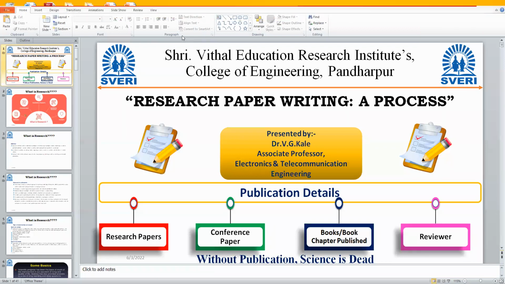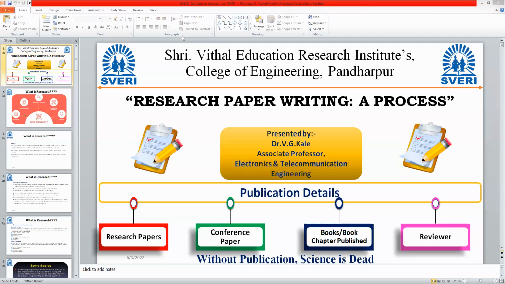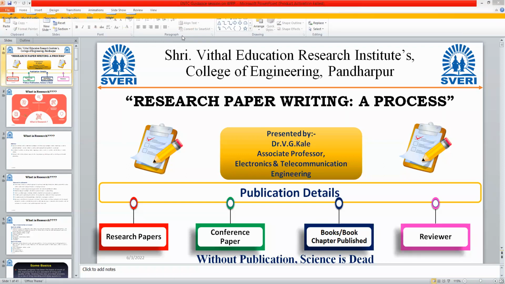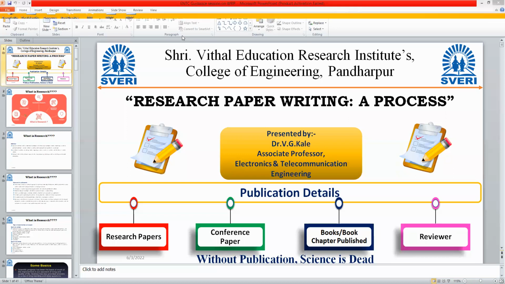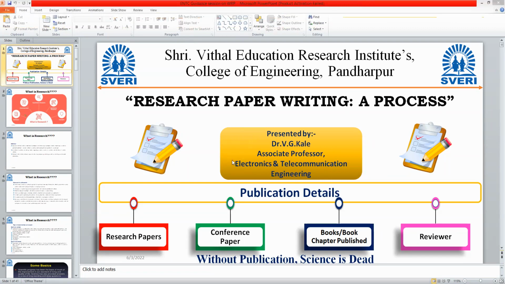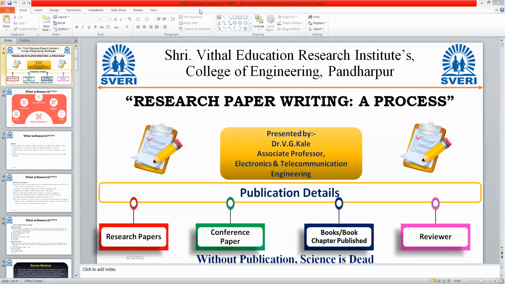He is an associate professor in our ANTC department. He has completed his PhD in image processing and machine learning from Babasaheb Ambedkar Marathwada University. He has published many papers in international and national journals and conferences, so he has wide experience regarding research paper publication. That is why we have arranged his session, so that he will guide you in your paper writing. I would like to request Dr. Kale sir to continue with his session. Over to you, sir. Thank you, ma'am.